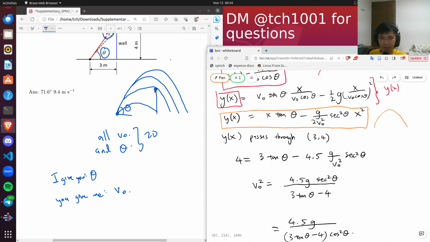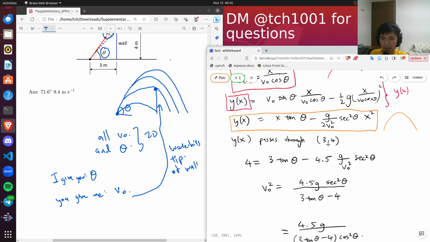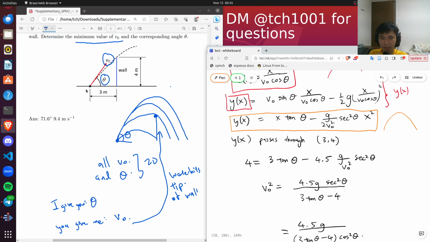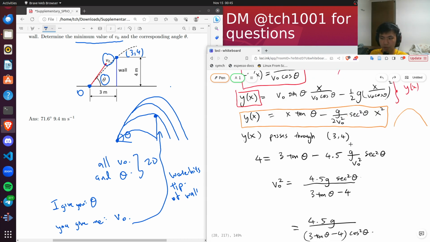In terms of equations, remember that the v naught over here must be such that it hits the tip. The water hits the tip of the wall, right? And in that case, it will correspond to having the function y of x pass through a particular point. Specifically, if we set this to be the origin O, 0, 0, then the coordinates of the tip of the wall will be 3, 4, right? 3 in the x horizontal direction and 4 in the vertical direction. So y of x passes through 3, 4.